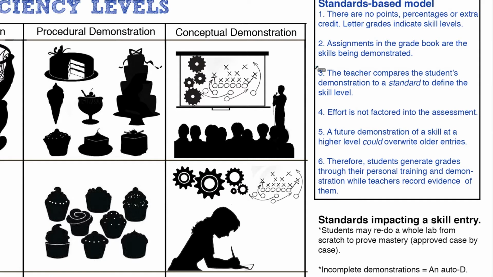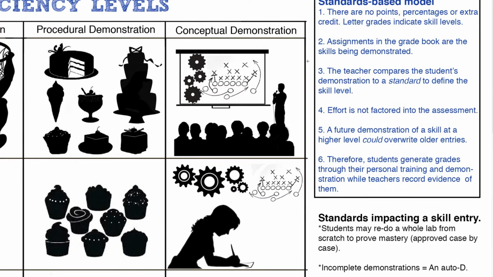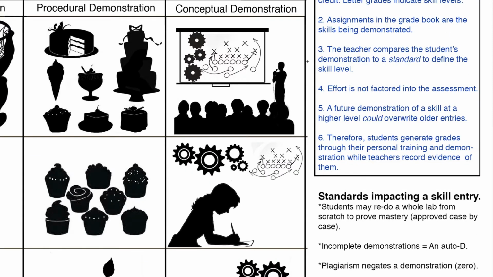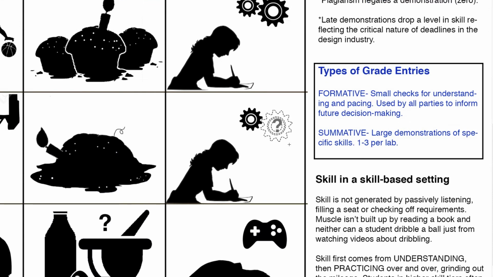After the student demonstrates, I take their demonstration and compare it to a standard, and that defines their skill level. Effort is not factored into the grade. For some, it takes a lot of effort to even be able to do that. For others, it comes naturally, and for most, it's a mixture of both with just time and mileage. Here's a cool aspect: a future demonstration could, in theory, overwrite older demonstrations. The main factor in this is that students generate their grades through their training and their demonstration, while teachers record evidence of them.